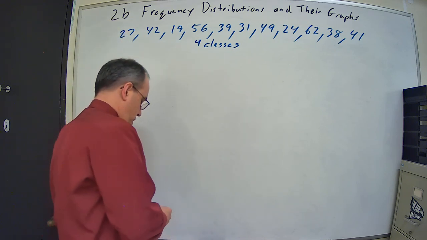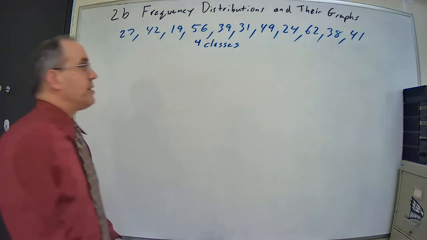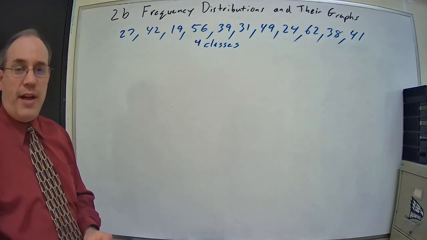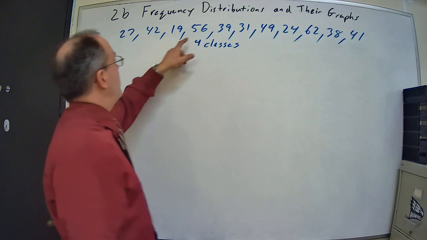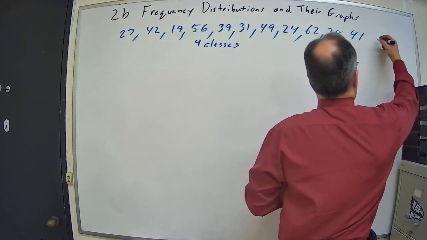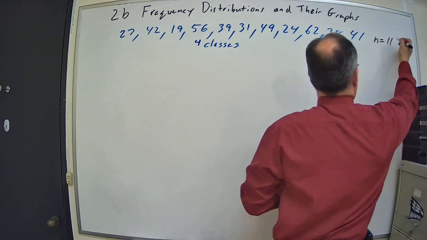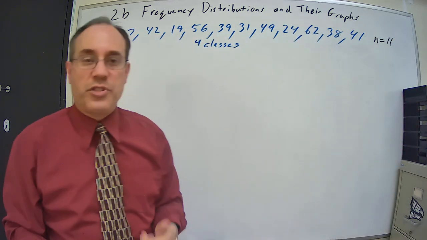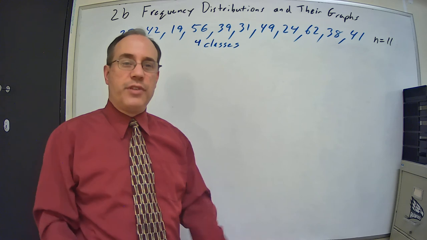So one of the first things I'm going to do with this is I'm going to find out how many data points I have. How many people were sampled? So 1, 2, 3, 4, 5, 6, 7, 8, 9, 10, 11. So n is equal to 11. Remember that lowercase n stands for sample size. So we have a sample size of 11.